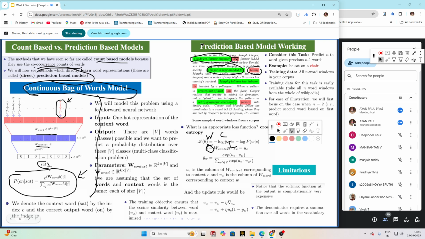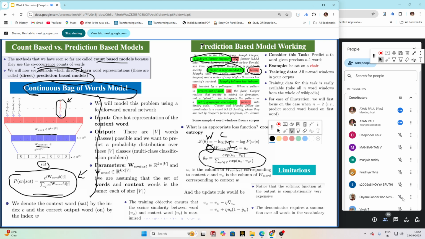The input is this context word set, and we have so many outputs, and we want to maximize the probability of on, given the context. What is the activation function we will be using on the output layer? The output function we will be using is the softmax function. And the loss function is cross entropy, because this is a classification problem.